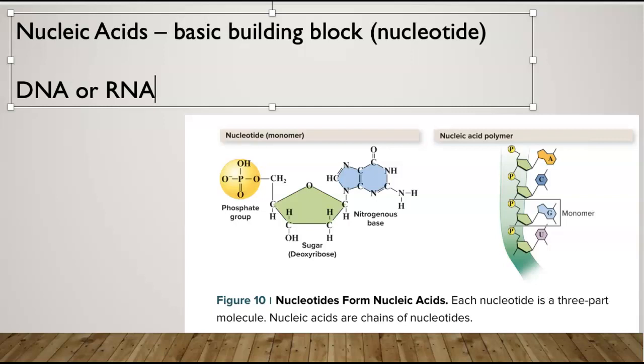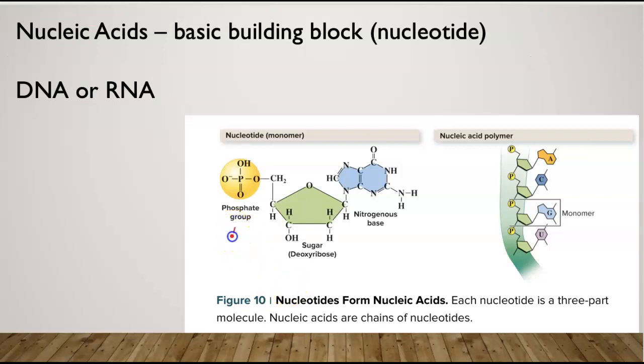But the basic concept here is a nucleotide is made up of three parts. Part 1 is the phosphate group. Part 2 is a sugar, deoxyribose. And part 3 is a nitrogenous base. I call this the sugar shack. Here's your little chimney, and the nitrogenous base is your porch.